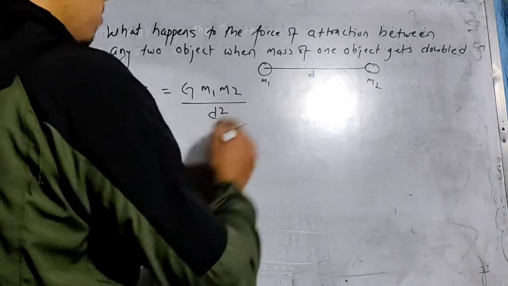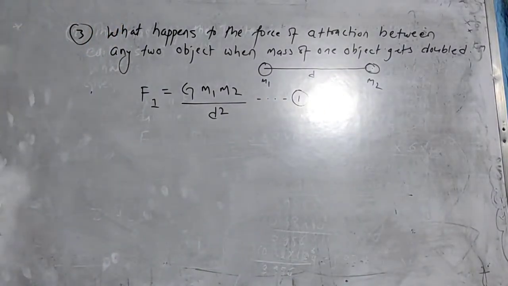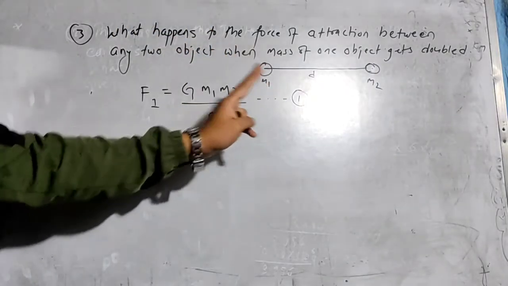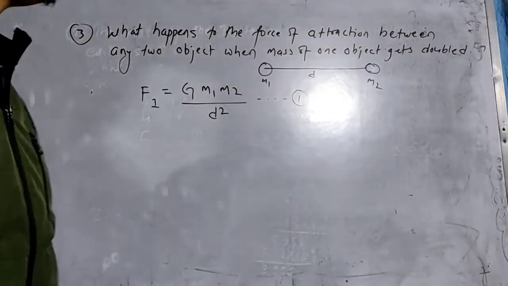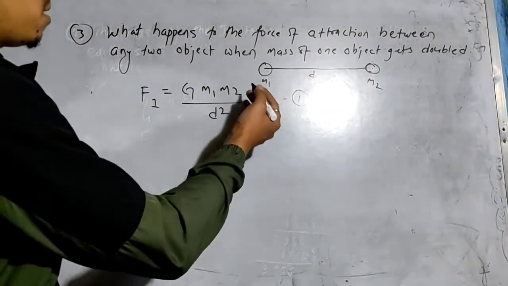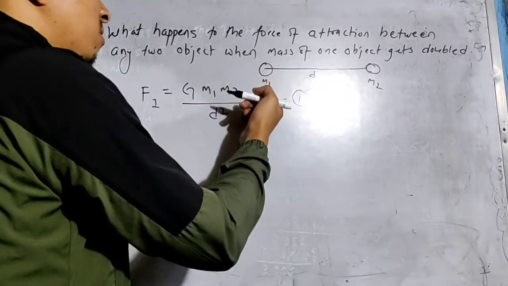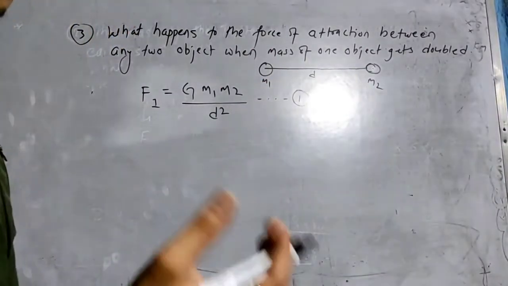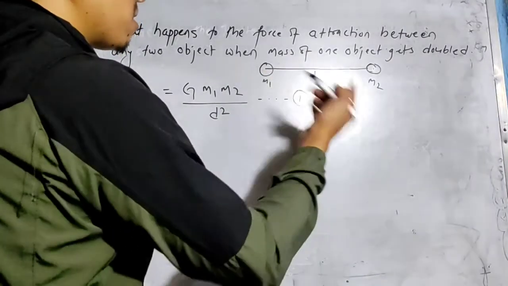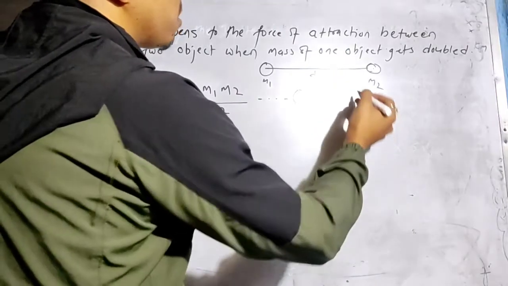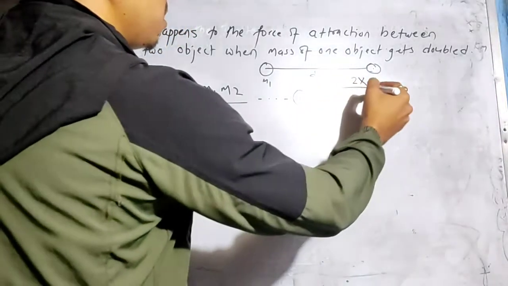Okay, now let's consider this as equation 1. Now what happens to the force of attraction between any two objects when mass of one object gets double? One of the masses gets double. Either it may be m1 or it may be m2. We are going to get the same result. Okay, let's consider, then mass becomes double. Then how to make double? Simply multiply that by 2. Simply in second condition, yes.